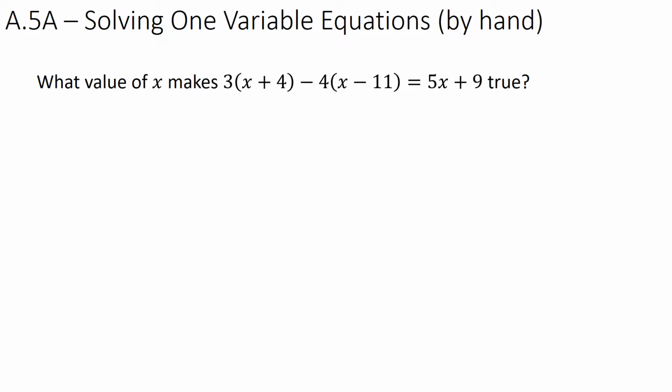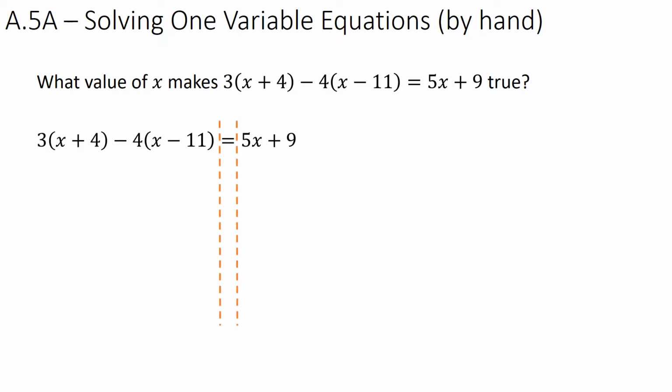All right, so our problem asks: what value of x makes 3 times x plus 4 minus 4 times x minus 11 equal 5x plus 9? What value of x makes the left side of this equal sign equal to the right side? What's going to make it true?